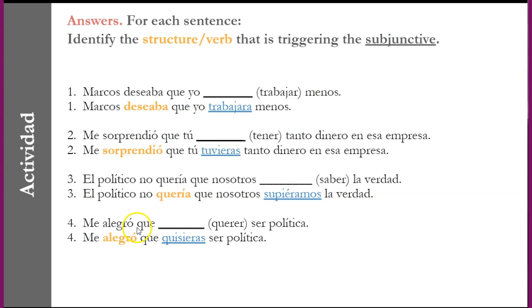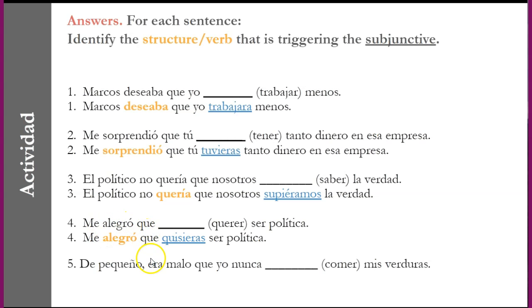Número 4, me alegró que quisieras ser política. Quisieras is the verb in the past subjunctive. Alegró is the verb that's triggering the subjunctive, and it's conjugated in the predicate. 5, de pequeño era malo que yo nunca comiera mis verduras. So era malo is the structure verb that's triggering the subjunctive in the subordinate clause. Comiera is the past subjunctive verb. It was bad that I never ate my vegetables.